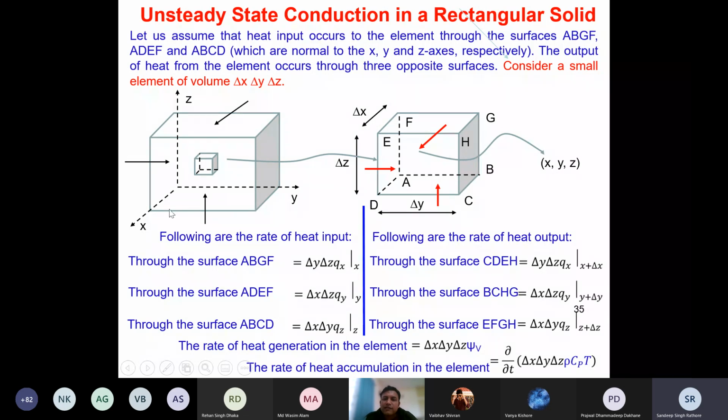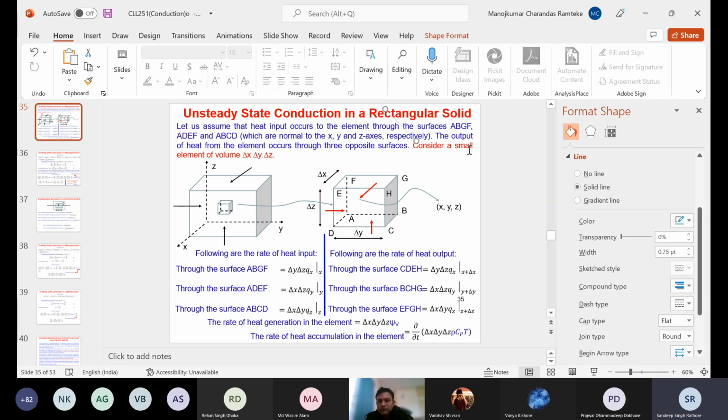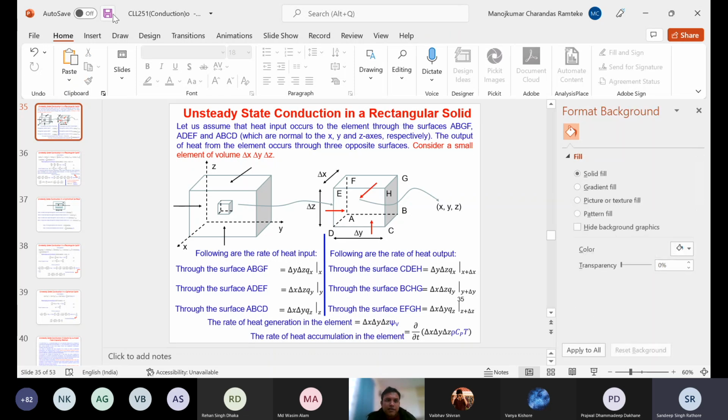So do you all agree with this input and output term, everyone? Yes, sir. Okay, so now, just a minute.